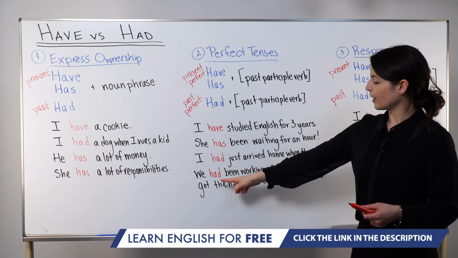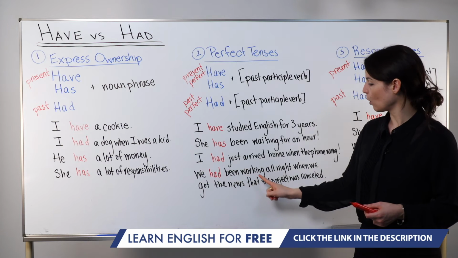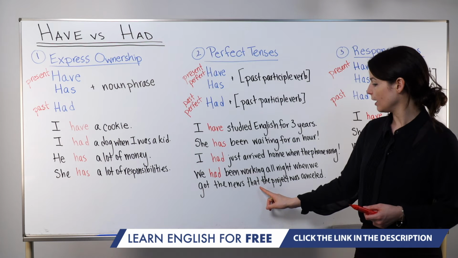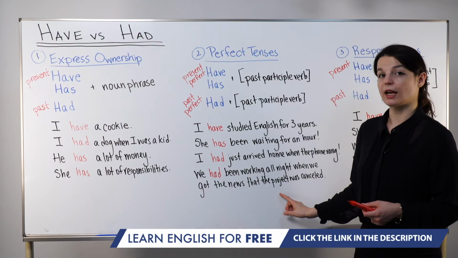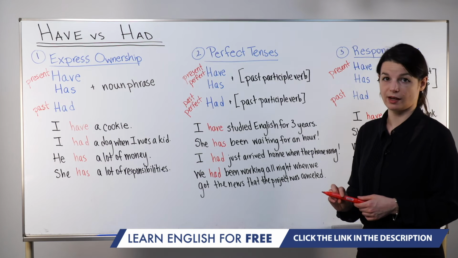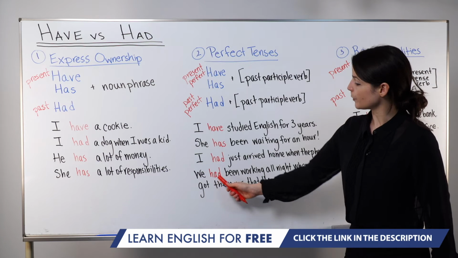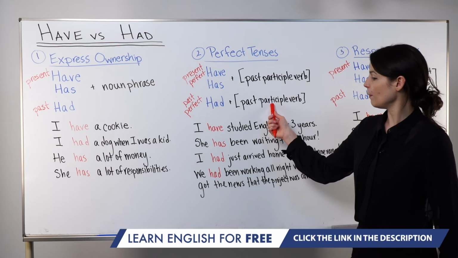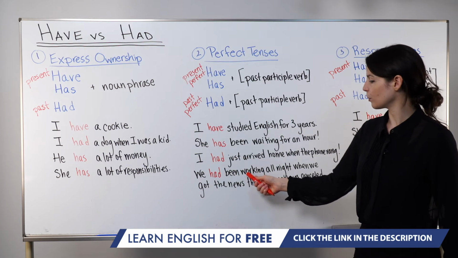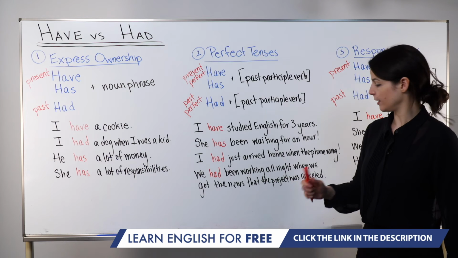So another example: we had been working all night when we got the news that the project was canceled. Again, "had" comes before my past participle verb; "be" becomes "been." And I'm using another progressive example, an -ing example.